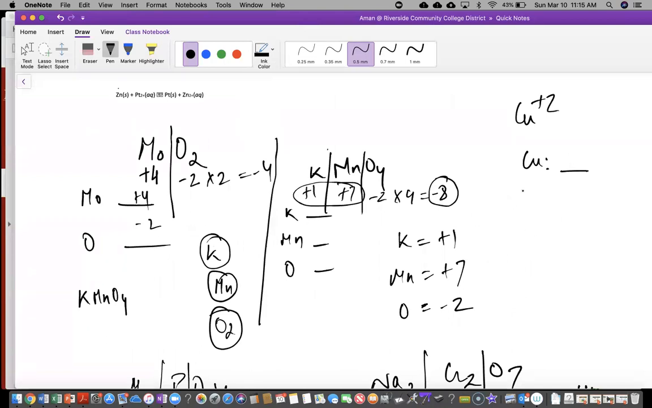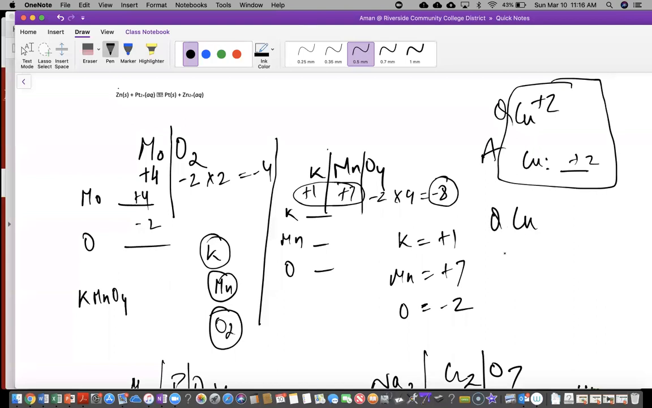Yes, anyone can answer? 0. No, think again. Plus 2. See, copper plus 2 is copper plus 2, so you just copy paste that. If I ask you about the electron on copper, and then this is the question, this is the answer.